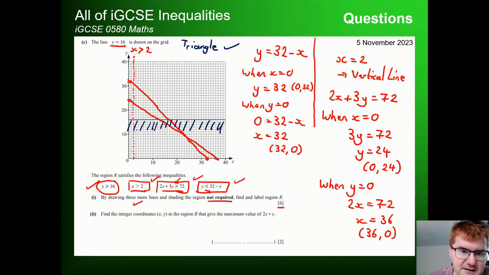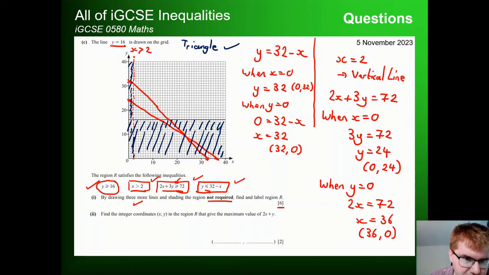So I'm shading in everything that's not required, which is everything less than 16. So I'm doing the opposite of what's seen here. X is greater than 2, so we need to shade in everything less than 2. So I'm going to shade in everything to the left of this dotted line. So shade that in. Now 2x plus 3y is 72.